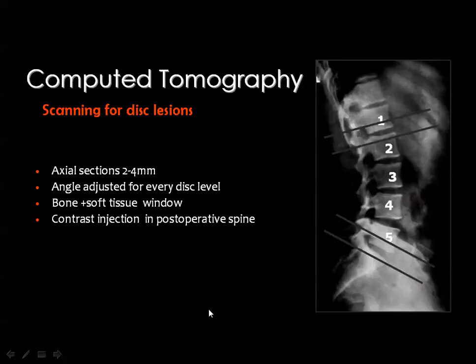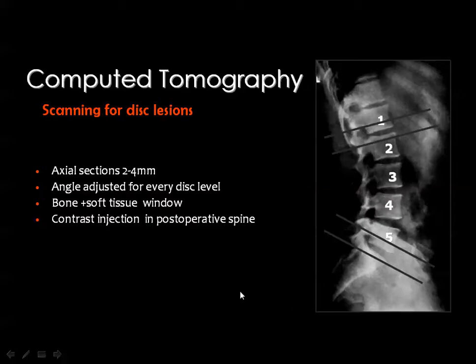And we have two ways for evaluation of the spine by CT. The first one is the scanning for disc lesions. In the lumbar spine, we have the scanogram in the lateral view. Then we identify the disc spaces, and we put two lines parallel to the disc space itself, starting from the lower part of the vertebra above to the upper part of the vertebra below. The scan interval here is 4 millimeter. In the cervical spine, it will be 2 millimeter because of the small size of the disc in the cervical spine.